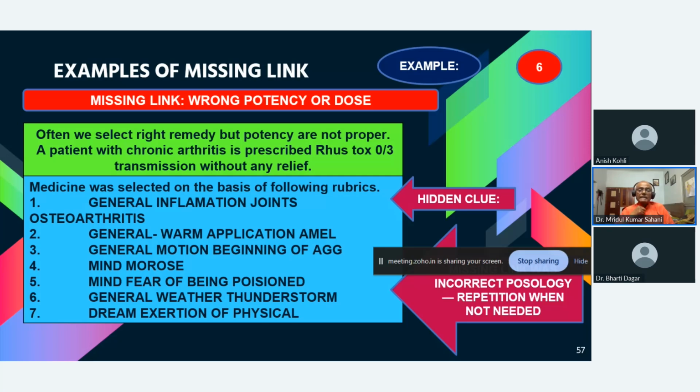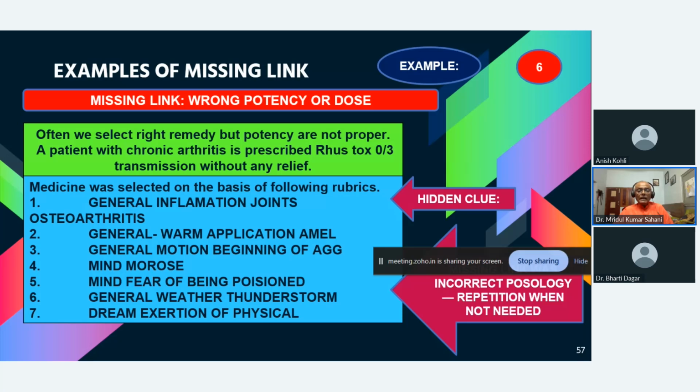Often we select the right remedy, but the potency is not proper. A patient with chronic arthritis was prescribed Rhus tox 0/3 potency without any relief. The medicine was selected on the basis of the following rubrics. The rubrics were all okay, and the case was very well taken.